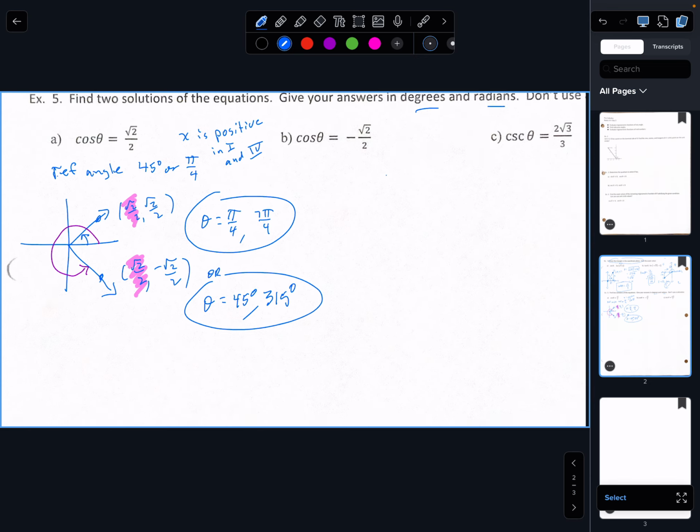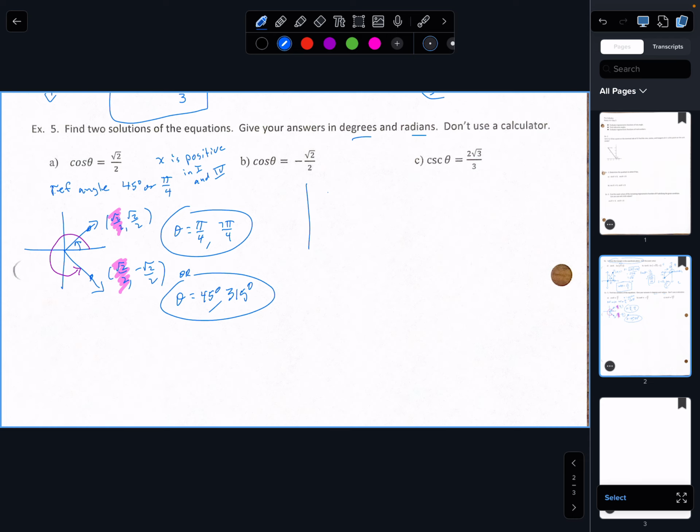So then where is cosine negative root 2 over 2? Well, there's still 45 degree reference angles, but you're going to be where x is negative, so you're rotating to a 45 degree reference angle in quadrant 2, and so therefore theta is 3 pi fourths. Or you're rotating all the way around to quadrant 3, and that's where it is. It's the odd multiples of pi fourths for the reference angle.